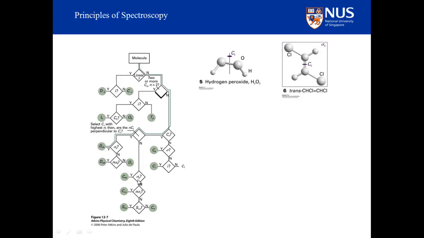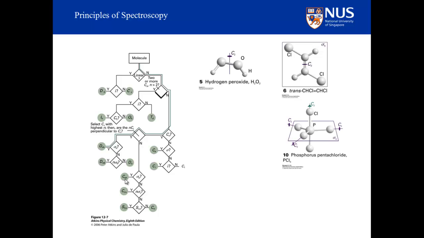The next question asks, does it have a horizontal mirror plane? And the answer is yes. So therefore it belongs to the CNH group of point groups, where n for this molecule is equal to 2, so my trans dichloroethene molecule has C2H symmetry.